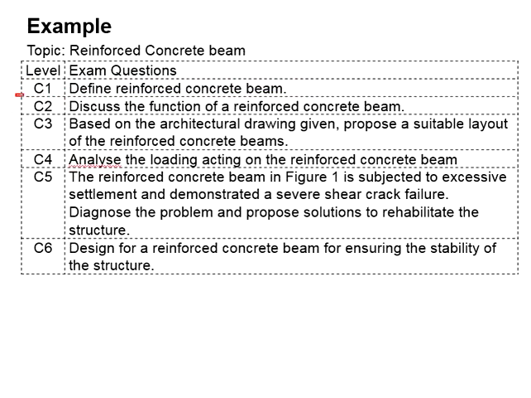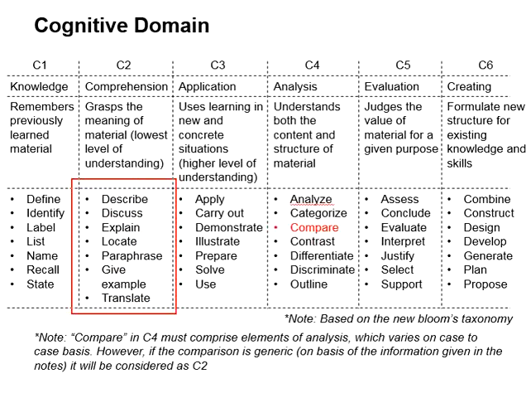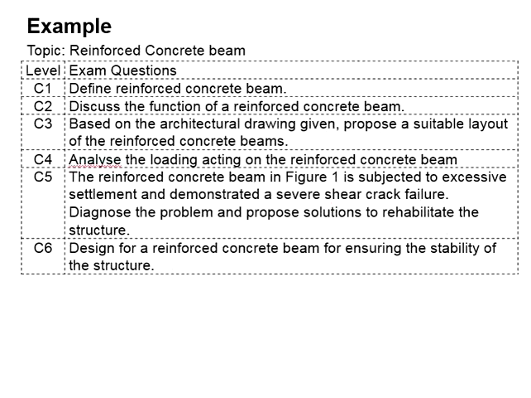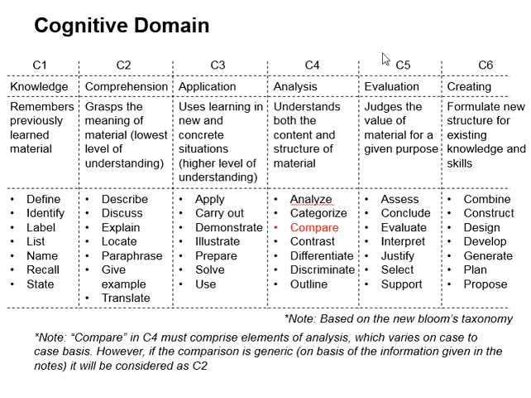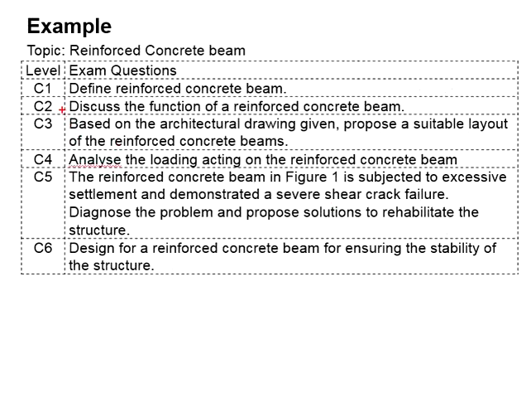Now if you want it to be C2, you are looking into the understanding. It is more towards discussions, descriptions, explanations, and etc. Taking this as an example, discuss the functions of a reinforced concrete beam. Now when it comes to the C3, we are talking about the applications. For example, based on the architectural drawing given, propose a suitable layout of reinforced concrete beam.